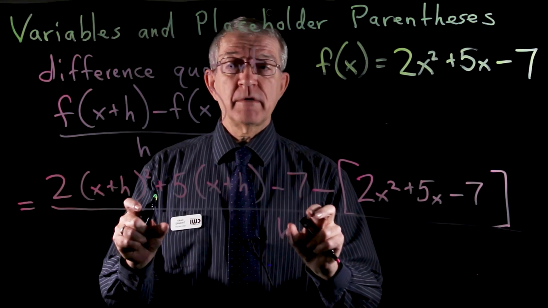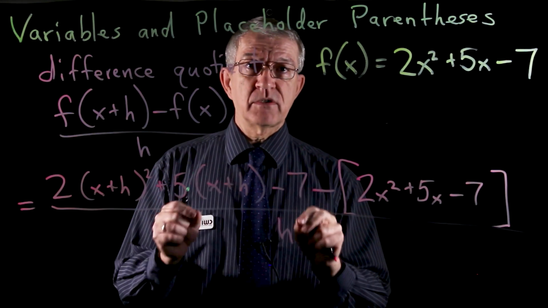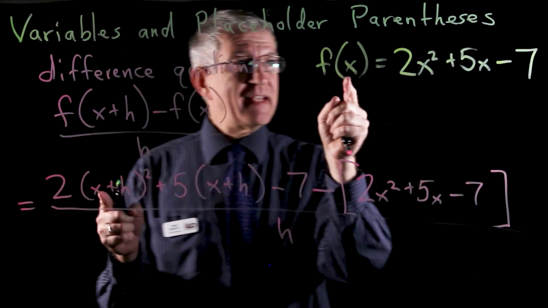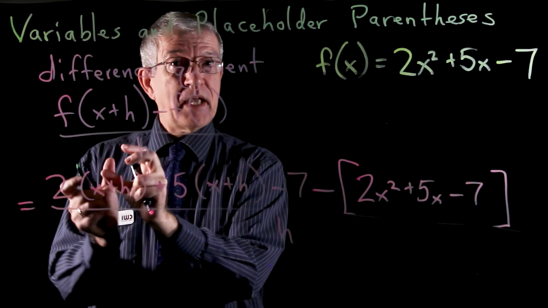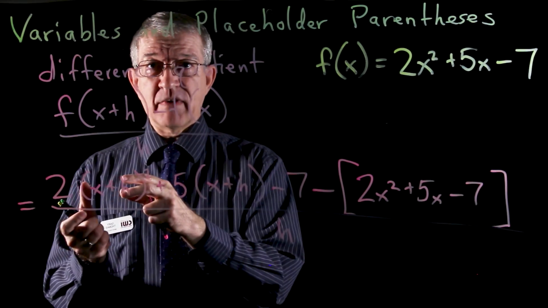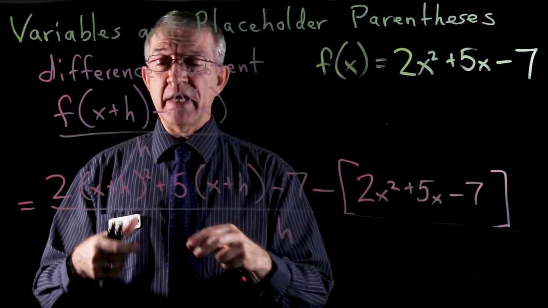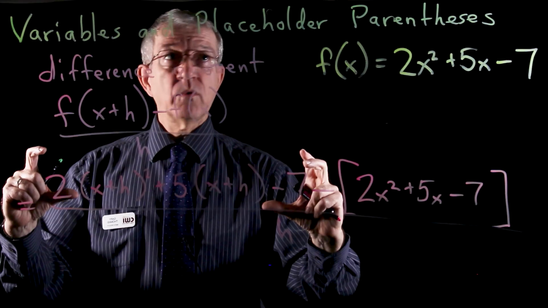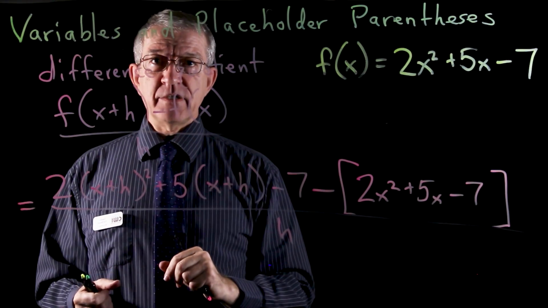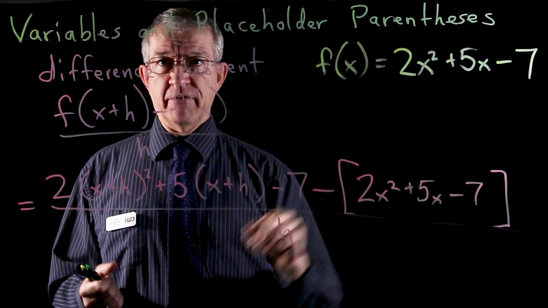This was the hard part. This is the part I've seen students over and over again get wrong, because this x and this x confuses them, and sometimes they write the x plus h and sometimes they don't. Sometimes they just write the x and sometimes they just write the h. If you let the notation do the work and use placeholder parentheses, then the setup is easier, no matter how complicated f of x is.